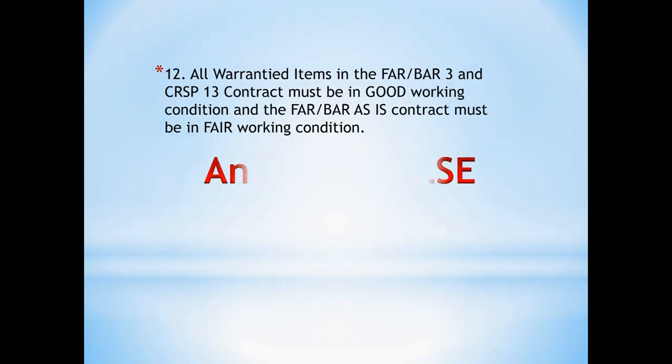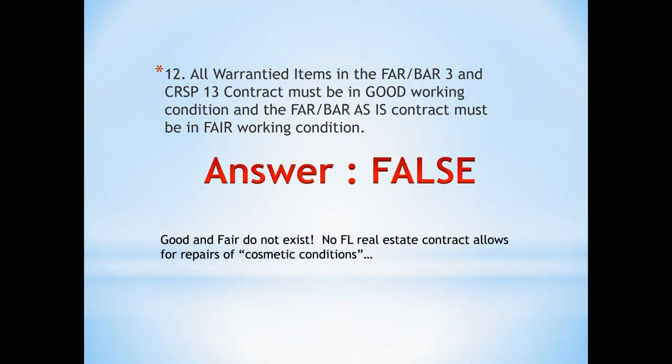The answer to this is false. The as-is contract offers no warranties at all, only a property maintenance requirement in paragraph 11, which was existing at the time of the effective date. So basically what that means is if it was broke when you went under contract, it can stay broke when you close. If it was working at the time you went under contract, it's supposed to be working when you close, even in an as-is contract.